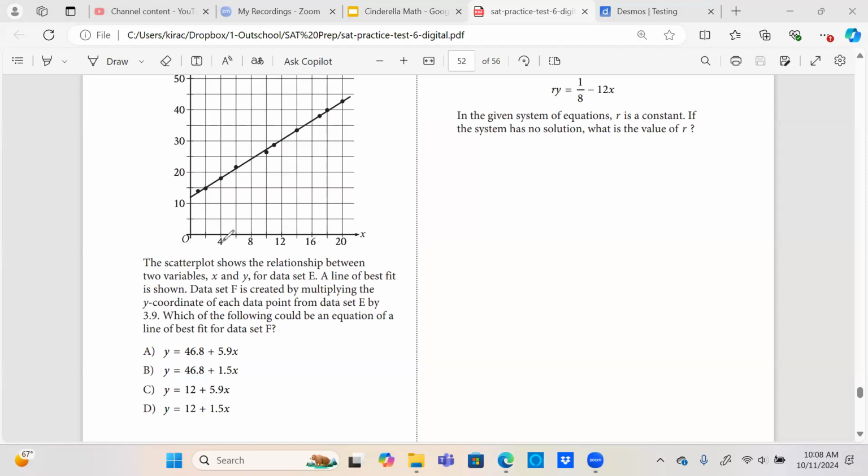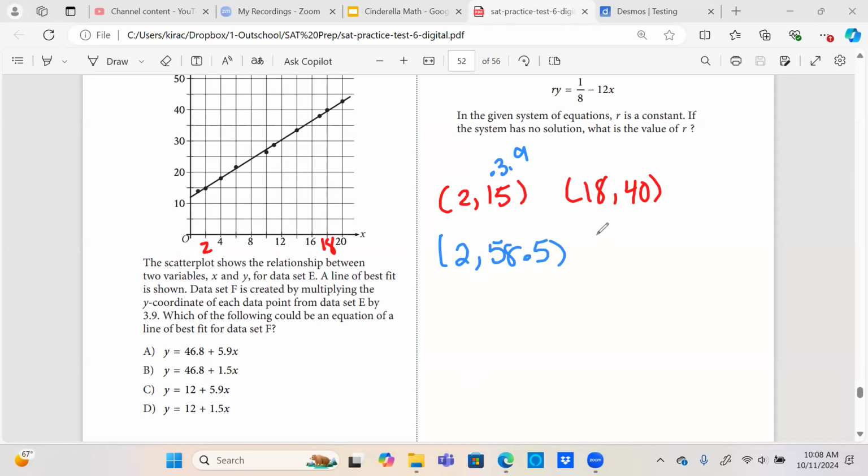So if we just pick a couple points, let's pick some that are relatively smack on. So this would be like over 2, up 15. Just going to pick maybe 3 that are as close as I can get. The 18, 40. And then they're going to multiply just the y's by 3.9. So times this by 3.9, which will give 258.5.